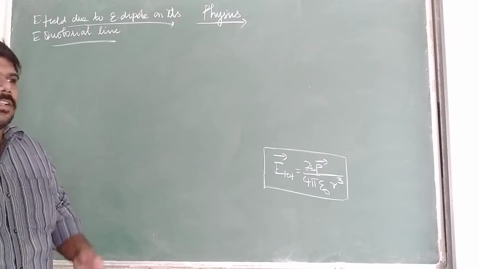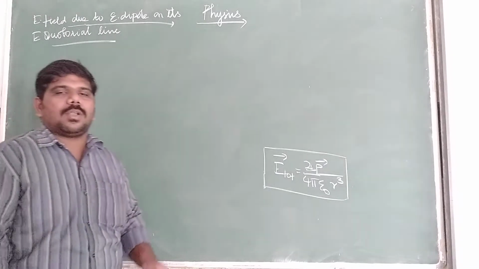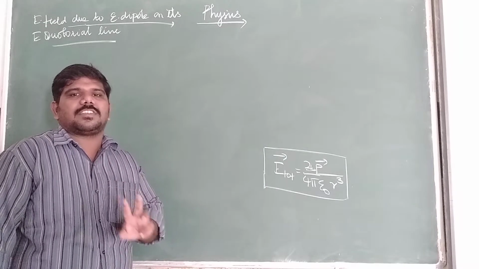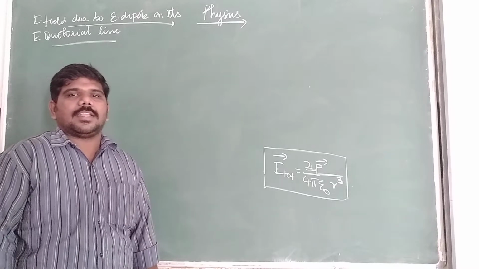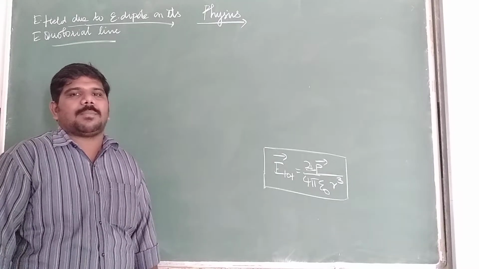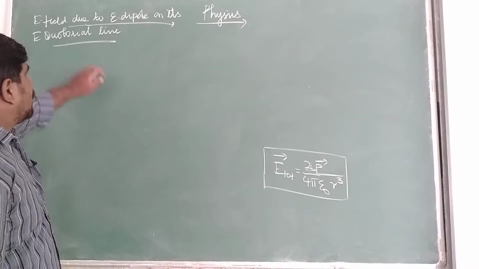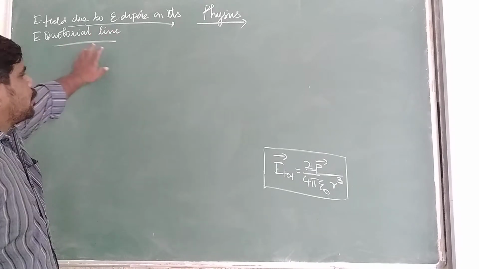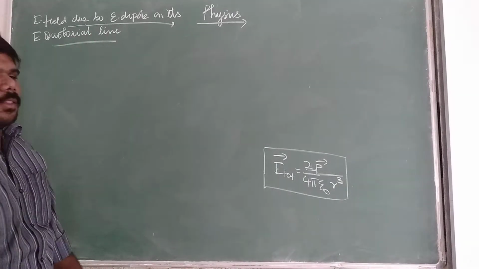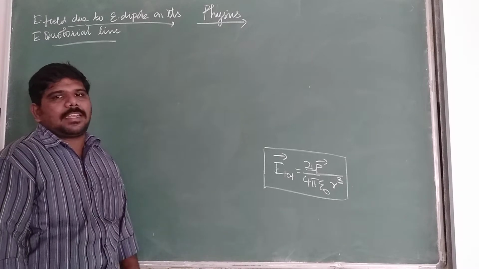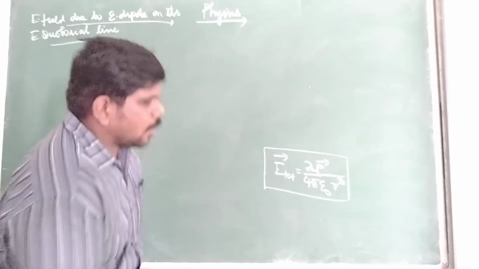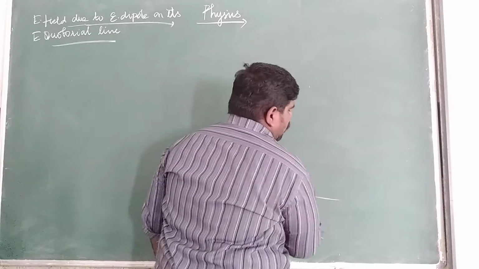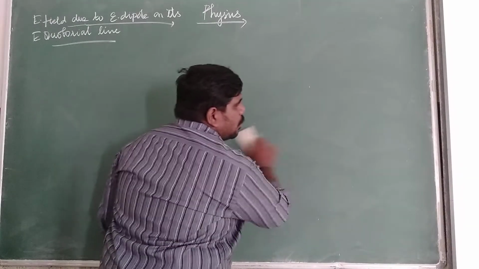Today's session we are going to see one of our important 5-mark questions and an important 3-mark question. The first question is the electric field due to an electric dipole on its equatorial line, and the second question is to derive the torque experienced in a uniform electric field. The same concept we are going to see.